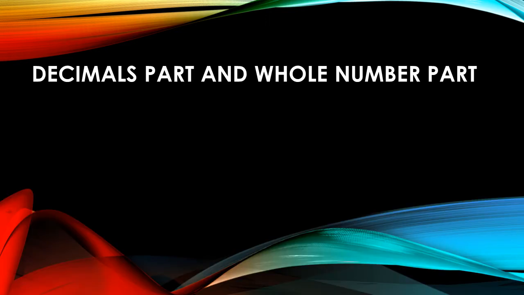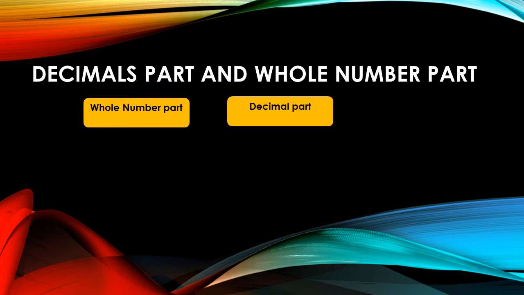Our next topic is decimal part and whole number part. A decimal number consists of two parts, the whole number part and the decimal part. These two parts are separated by a dot called the decimal point. Let us take a decimal number, say 62.104. In this decimal number, 62 is the whole number part and 104 is the decimal part.